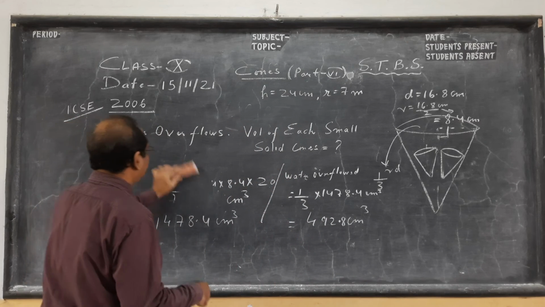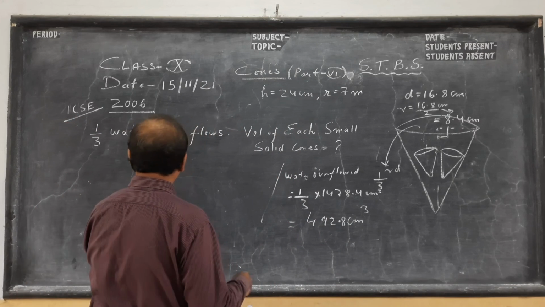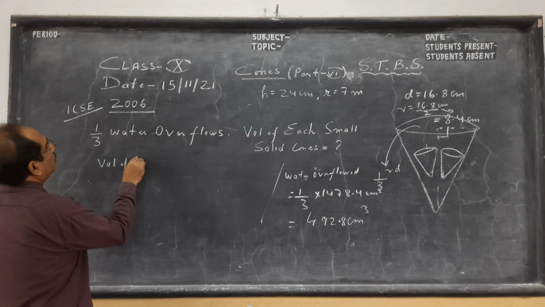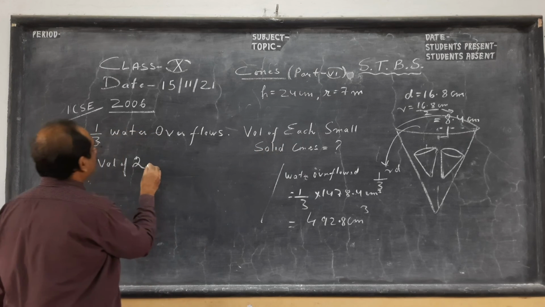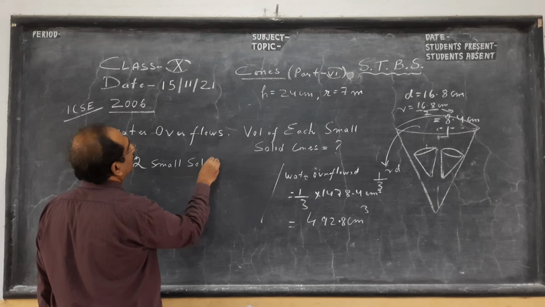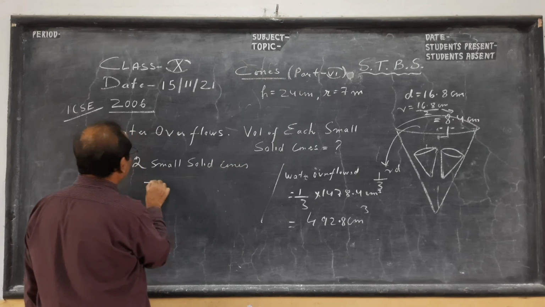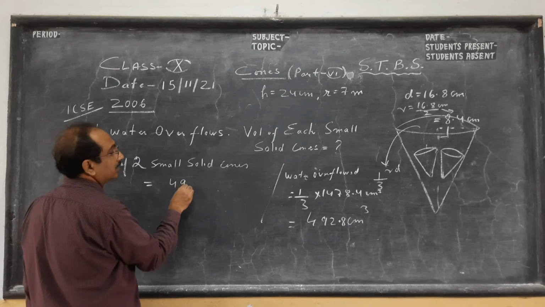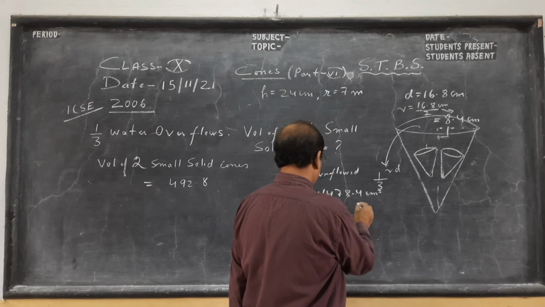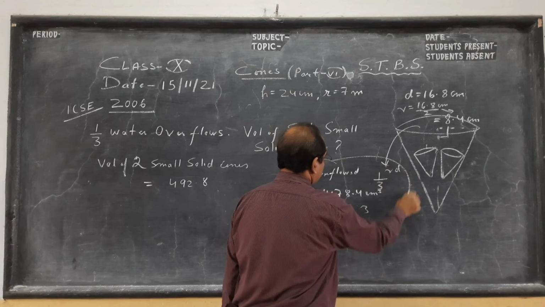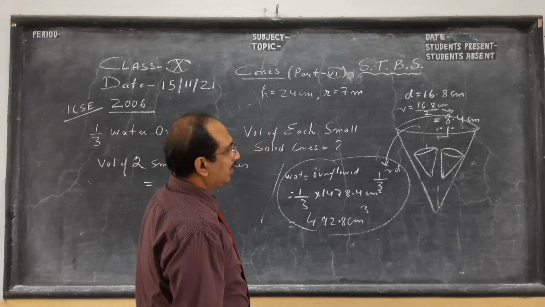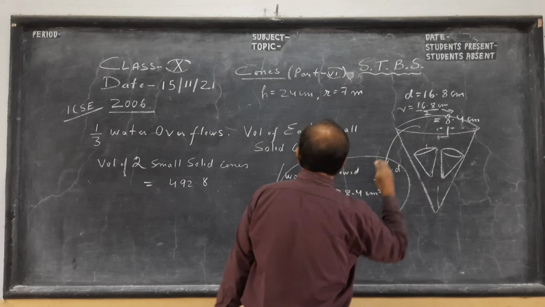So what we will do here, volume of 2 cones is this, volume of 2 small solid cones. If it is hollow, then water will go inside and the whole calculation will change. So 2 solid cones, whatever water came out, this much water came out. Water overflowed is equal to the volume of 2 cones. Once this was fully full, then when you submerge the cones, this much water comes out.